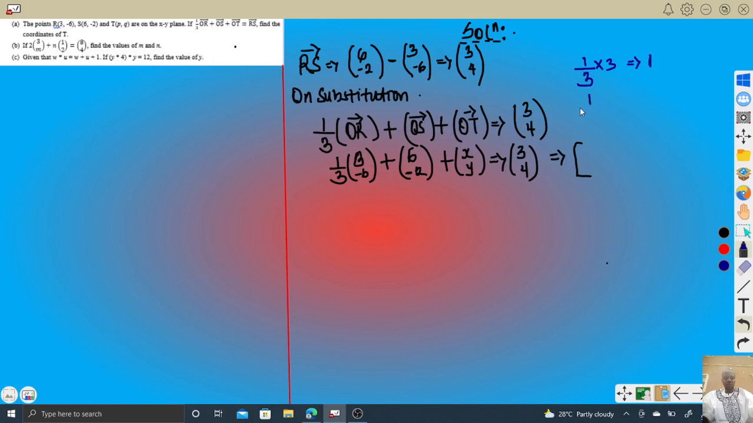Then 1/3 times -6. For the 1 down, 3 here, 1; 3 here, 2. 2 times this and there's a negative, so -2. So this now turns to (1, -2). You just focus on what is up. So now I have 1 up here after simplification. 1 plus 6 is 7, 7 plus x equals 3. So x is 3 minus 7, that is -4. Then the other one, the same thing. -2 minus 4 plus y is equal to 4, so y is 4 plus 4, that is 8.